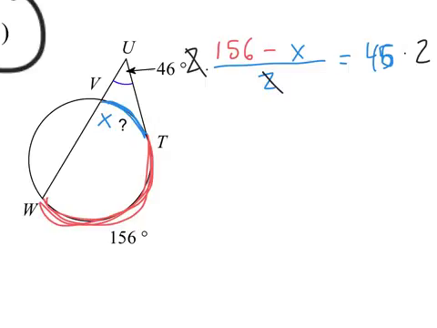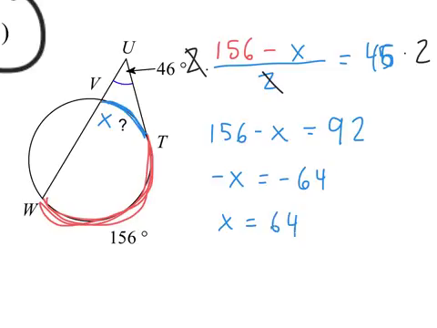Multiply both sides by 2 again. These 2's cancel. We have 156 minus X equals, and 46 times 2 is 92. Subtract 156 from both sides, and we get negative X equals negative 64. Now there's a couple ways to think about this. Basically we need to divide both sides by negative 1, and that'll just make the negatives cancel out. And so X equals positive 64 degrees. So the little blue arc is 64 degrees.